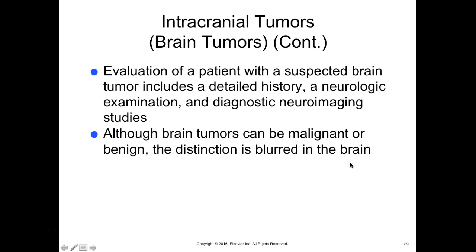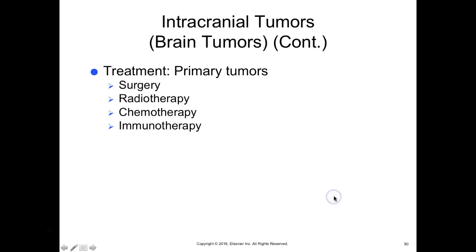Evaluation of a patient with a suspected brain tumor includes a detailed history, neurologic examination, and diagnostic neuroimaging studies. And although brain tumors can be malignant or benign, the distinction is blurred in the brain. Treatment of primary tumors: surgery, radiotherapy, chemotherapy, and immunotherapy.